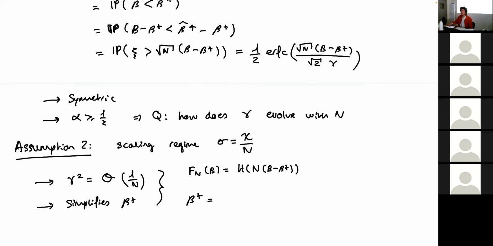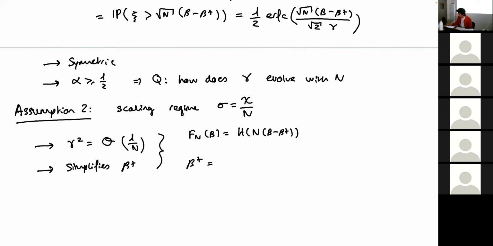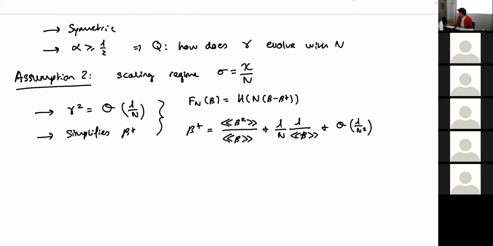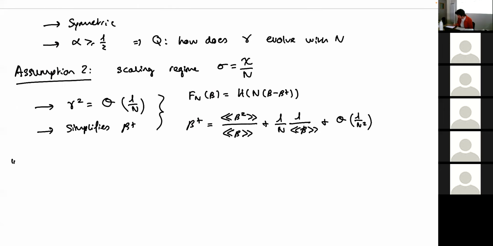Recall I didn't write the whole expression, but using this scaling regime, beta plus, the mean value that interests us, is just this conditional average of beta squared, so the second moment with the condition, over beta, plus 1 over n, the correction that's just 1 over beta, and then smaller order terms. And then there's a final trick that we introduce.